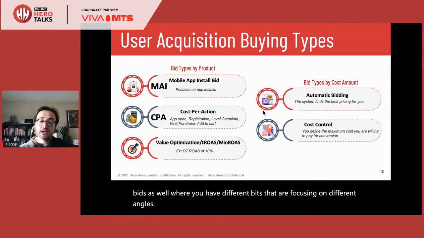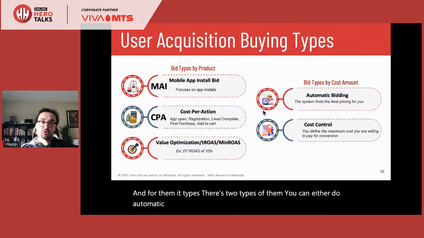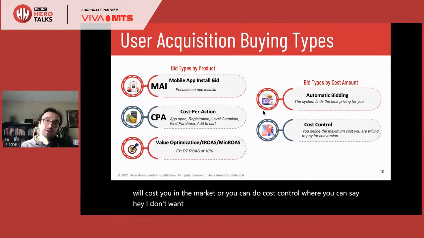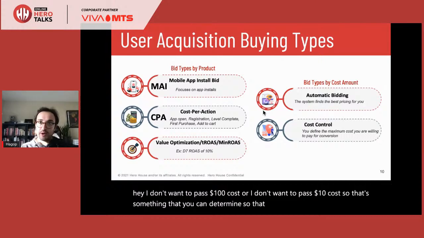And for the bid types, there are two types. You can either do automatic, where you just rely on the network to get the users at whatever cost it will cost you in the market, or you can do cost control, where you can say, hey, I don't want to pass $1 cost, or I don't want to pass $10 cost. So that's something that you can determine. So that was user acquisition, buying types, and user acquisition in general.